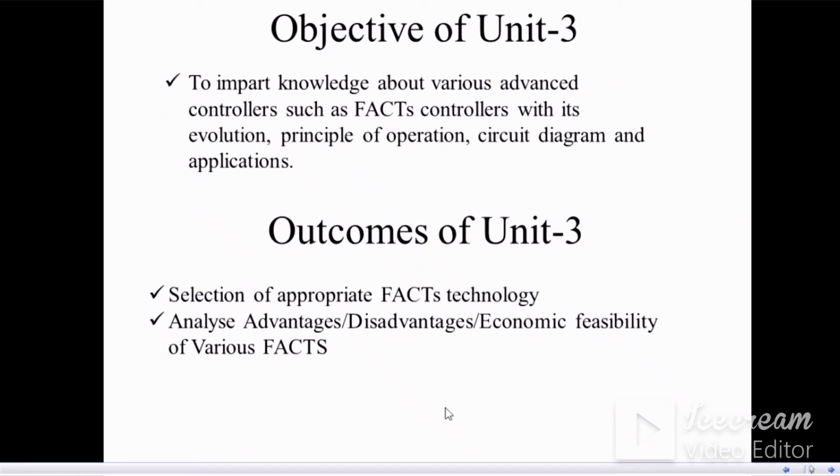So the main objective of this unit number 3 is to impart knowledge about various advanced controllers such as FACTS controllers with its evolution, principle of operation, circuit diagram and applications. And after completing unit number 3, you will be able to select appropriate FACTS technology, that is appropriate various FACTS devices, and analyze its advantages, disadvantages, its economic feasibility and other parameters for using FACTS devices.